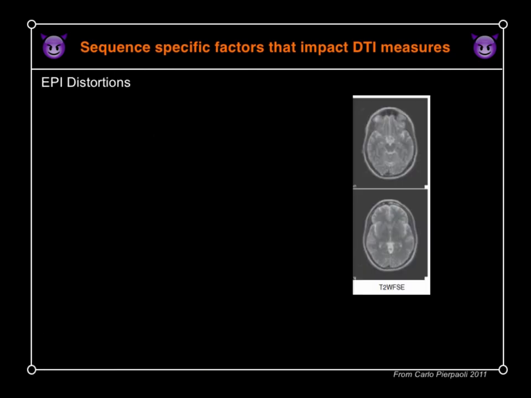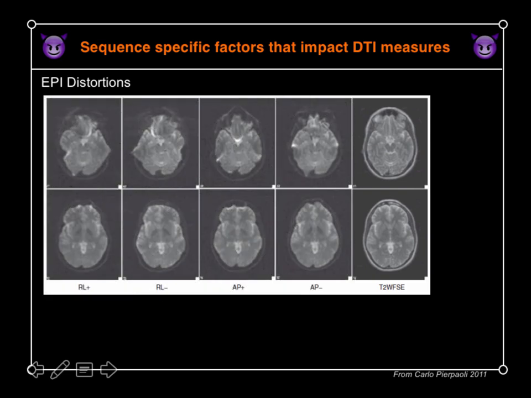The other sequence-specific factor is EPI distortions, or echoplanar imaging distortions. So what I have here is a T2 weighted image. This is the same brain, 2 different slices. This is much more inferior than this slice. Now here's what the diffusion weighted slices look like.